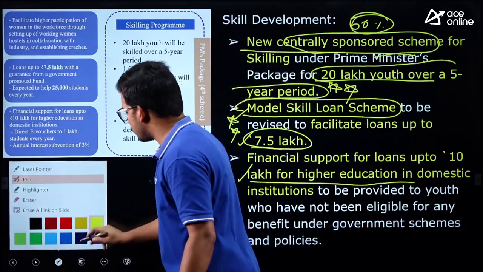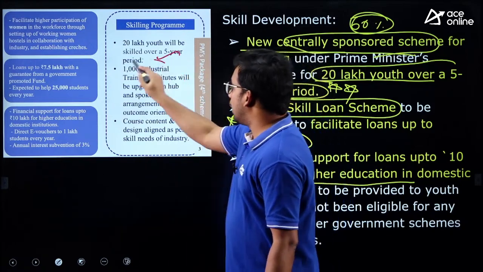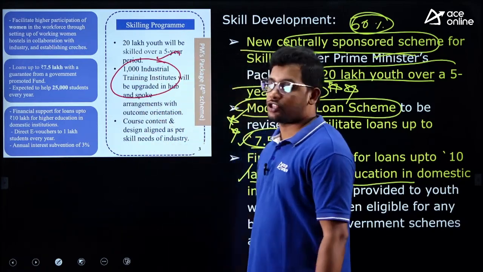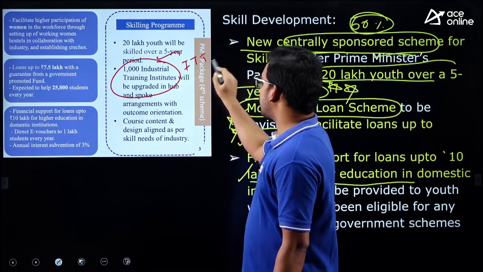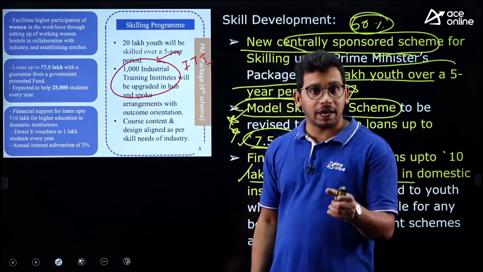So these are a few things, and a few more are there. This we have already seen, the first point. And 1000 industrial training institutes, ITIs, these are the ones which give skills, right: small trainings, apprenticeships and so on.